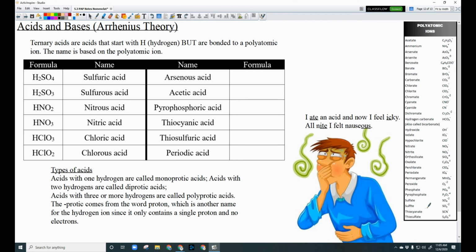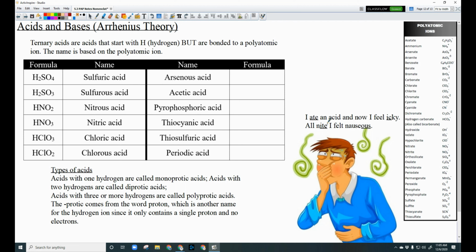So how do we figure out the name? Well, I have a little rhyme, or a little saying. You see this guy is oh so sick. He has a sad tummy. So if you remember this sentence: I ate an acid and now I feel icky.